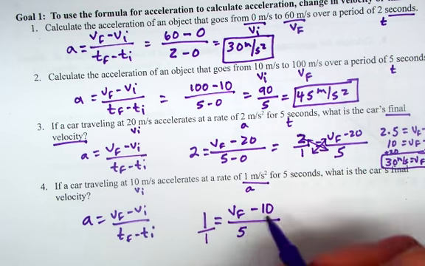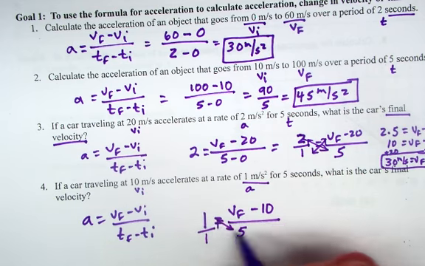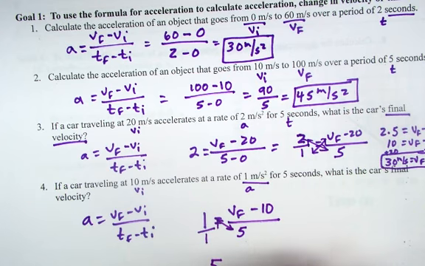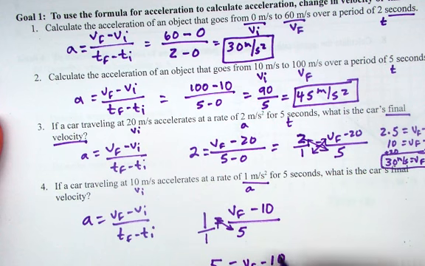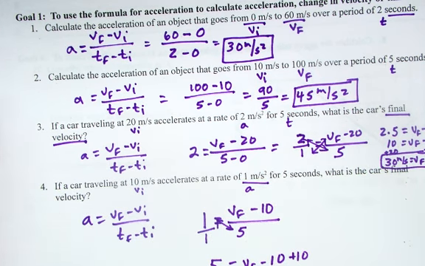So I'm going to cross multiply and divide. So 5 times 1 is 5, equals 1 times VF minus 10. And I'm going to now add 10 to both sides. So I have 15 equals VF. Meters per second would be my units. And that is my solution.